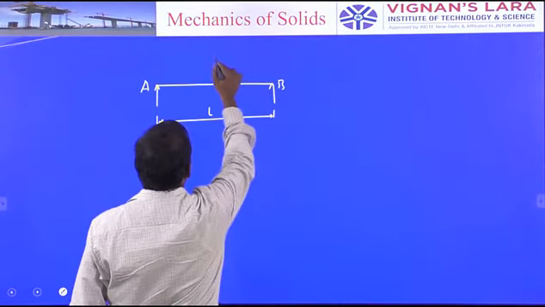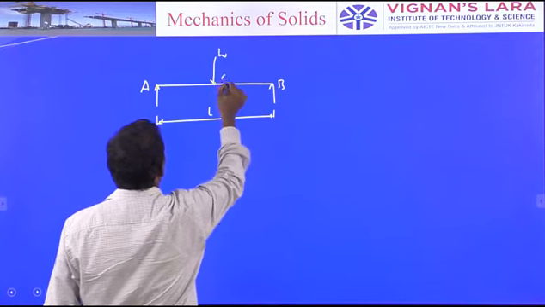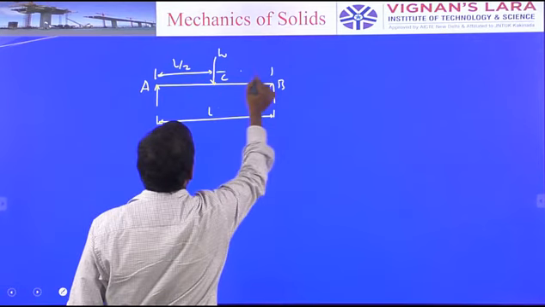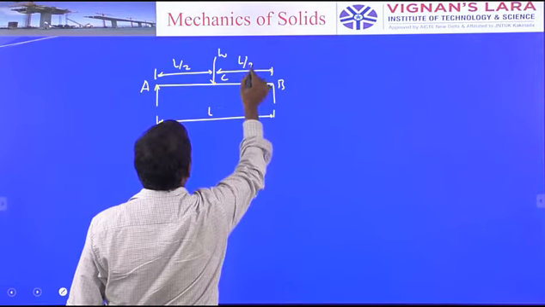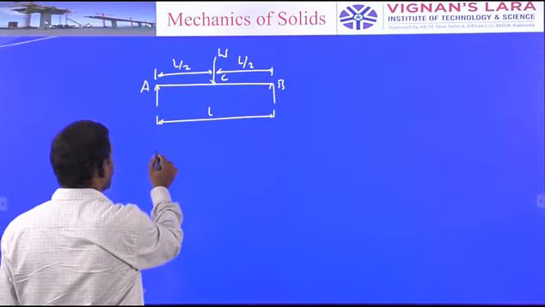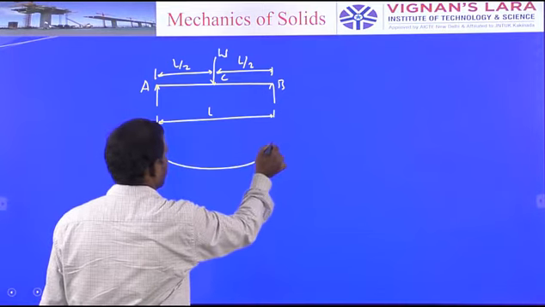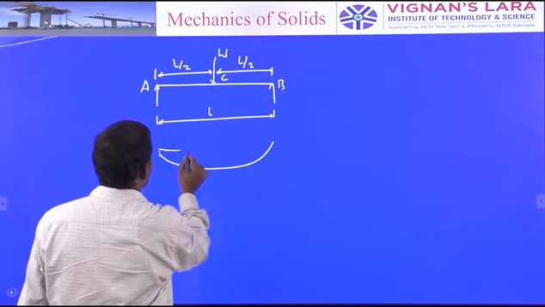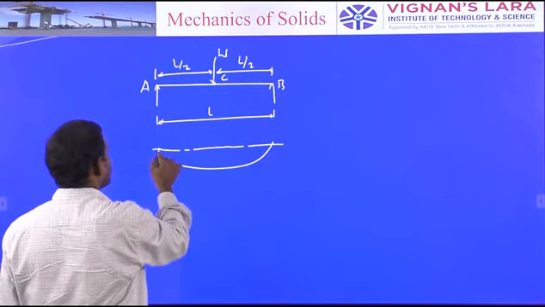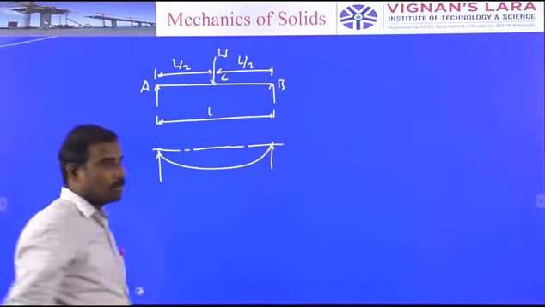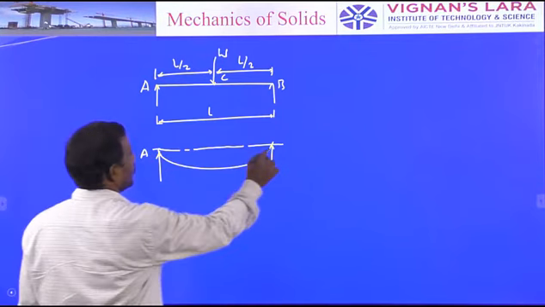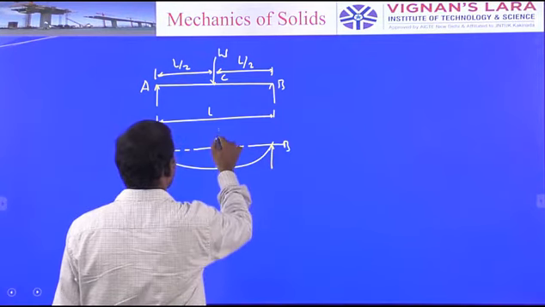When this beam is loaded with load W at the midpoint C, each half is L by 2. Whenever the beam is subjected to a point load at the midpoint of the span, the beam is deflected. This is the position of the axis before applying the load, and this is the deflected curve. This is point A, this is B, and this is the load W.